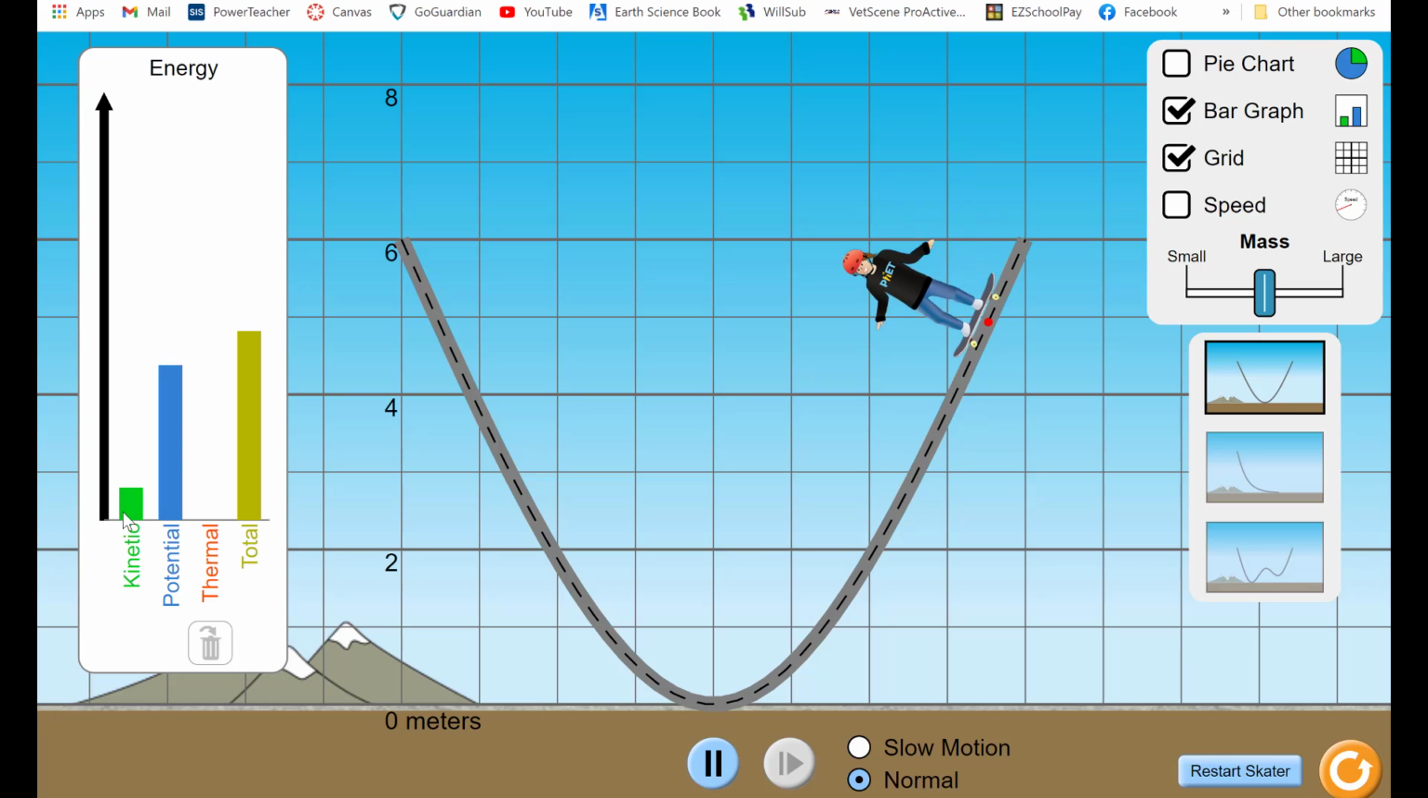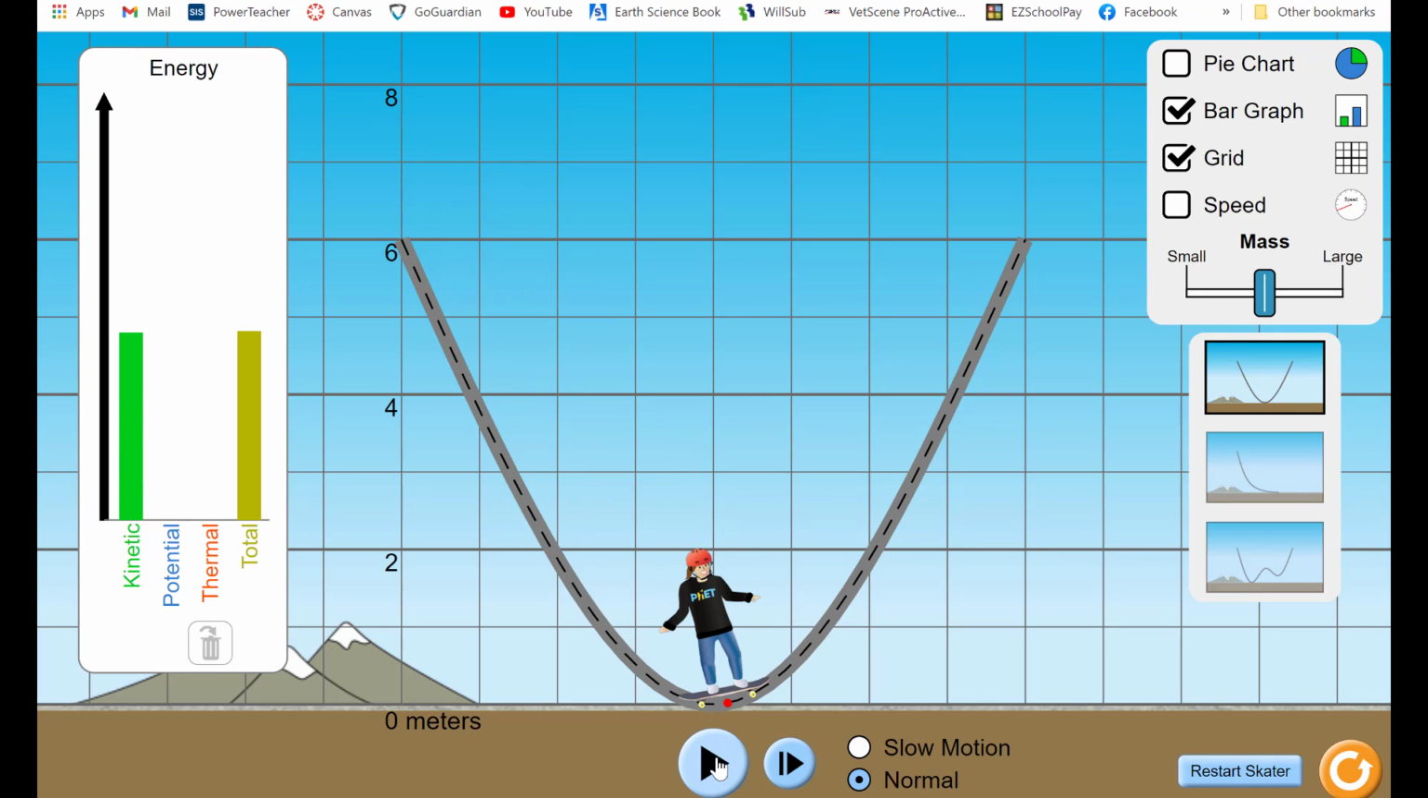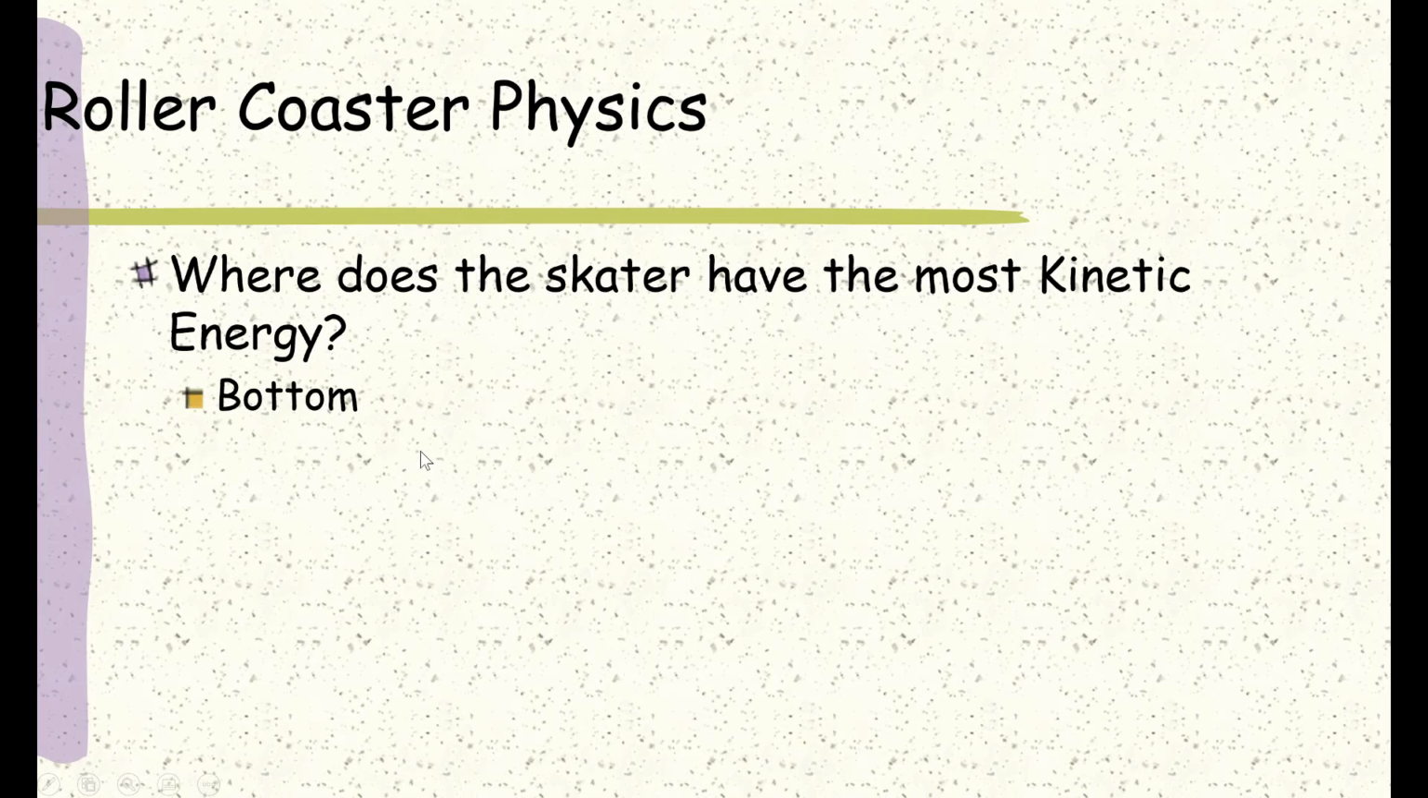But what we should notice is that as the skater descends and starts moving faster, they are moving the fastest at the bottom of the ramp. And that is where they have the absolute most kinetic energy. So they have the most energy at the bottom because they're moving the fastest. So the question then is how much?